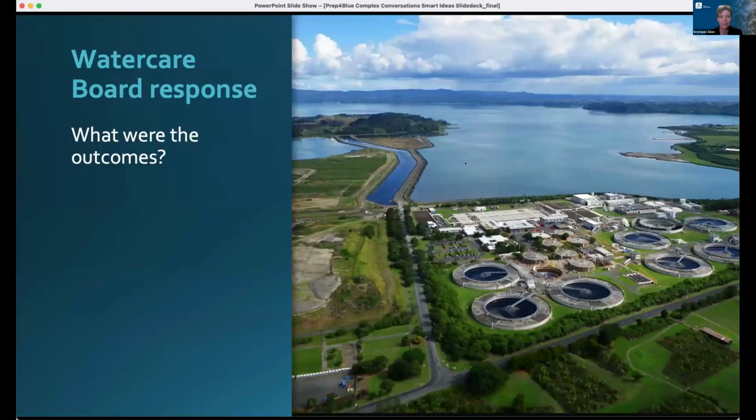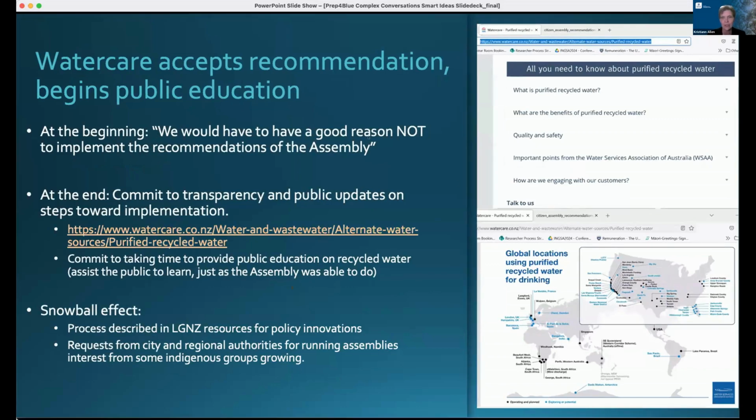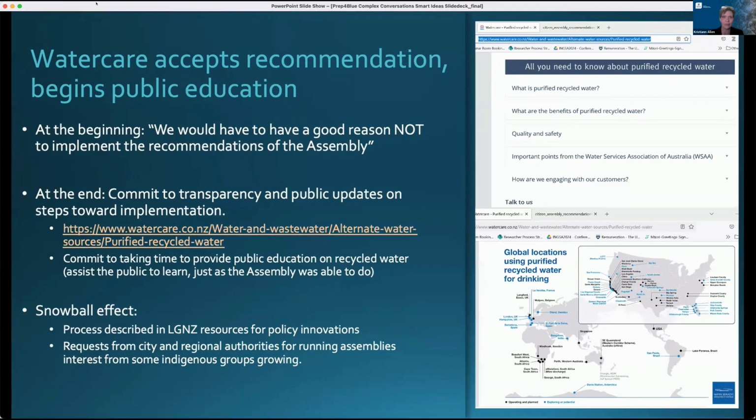Sorry. Yeah, so just some summative comments from me about the outcomes of this process. You can change slides, and what we're taking away from it as well. So, of course, as Anne said, WaterCare basically accepts the recommendation and kicks off its public education activities right after that. So as you've heard at the very beginning, we had a fairly empowered remit, really, that said we'd have to have a pretty good reason not to implement the recommendations of the assembly.